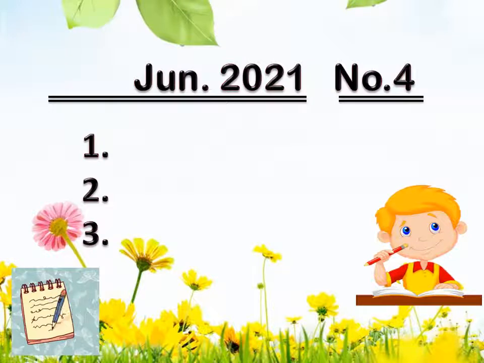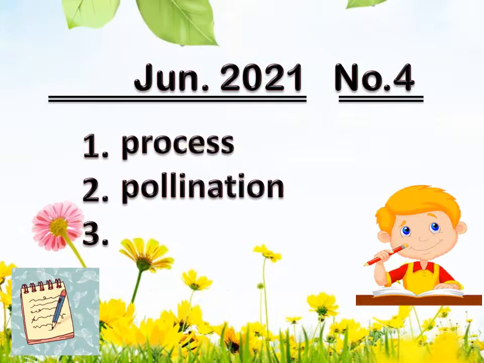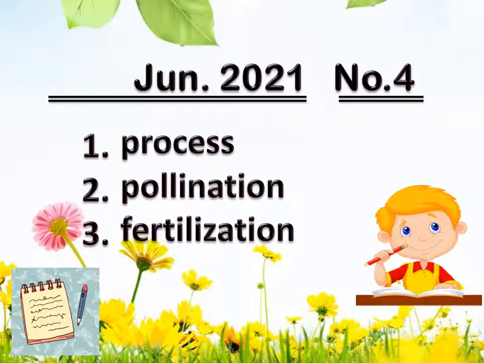Fertilization. Now let's check the words if you got it correctly. Number 1, we have process. Number 2, pollination. Number 3, fertilization.